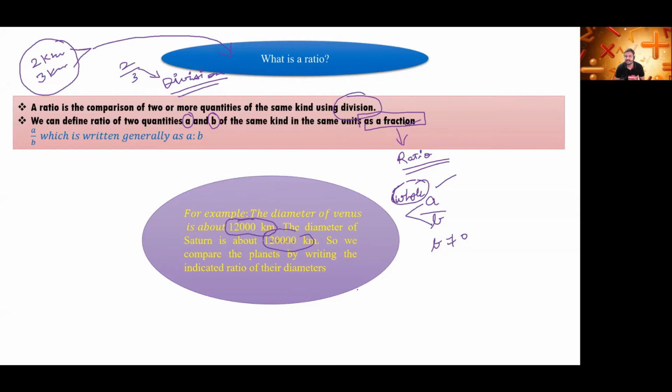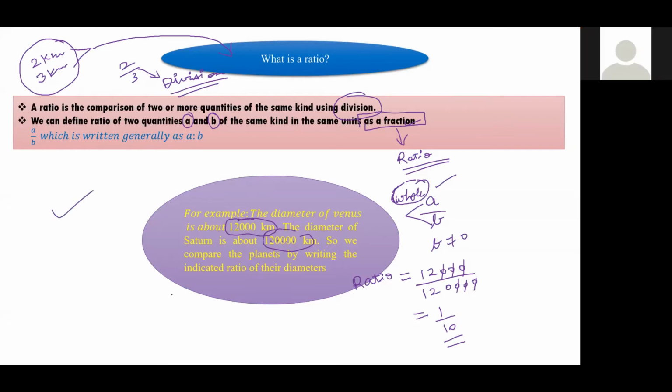So, if I want the relationship between the diameter of both these planets, what will I do? I will take a ratio. So what will it come? 12,000 upon 1,20,000. Three zeros will get cancelled. So 12 ones and 12 tens. So 1/10 is the ratio that represents the relationship between the diameter of Venus and diameter of Saturn. Is it clear to you why we require ratio?